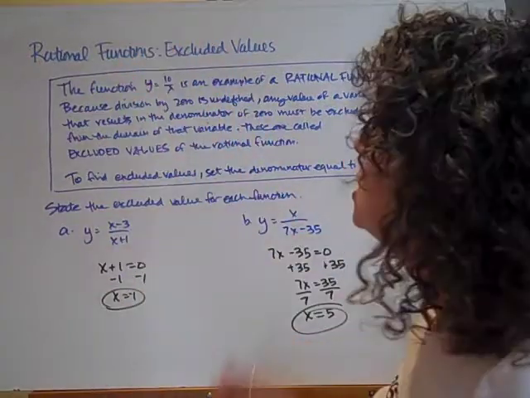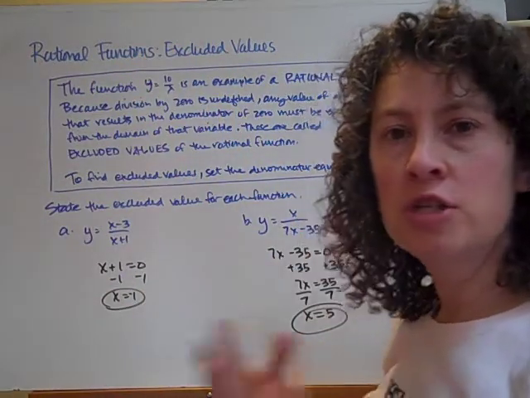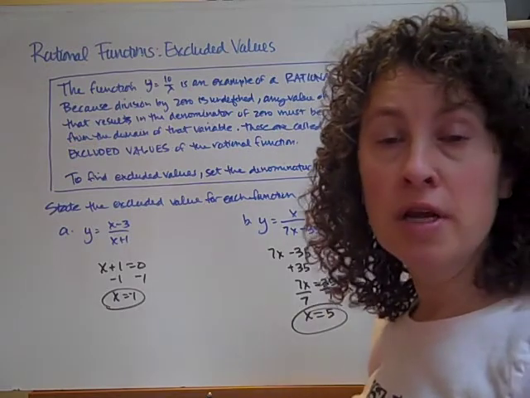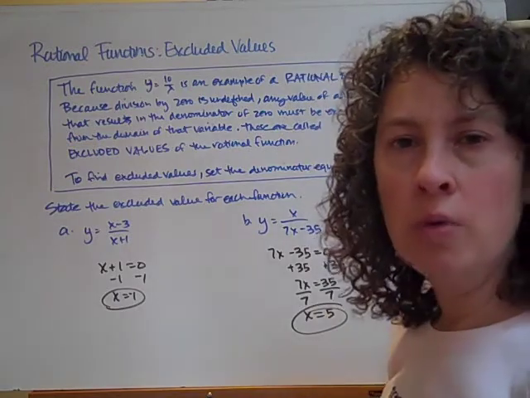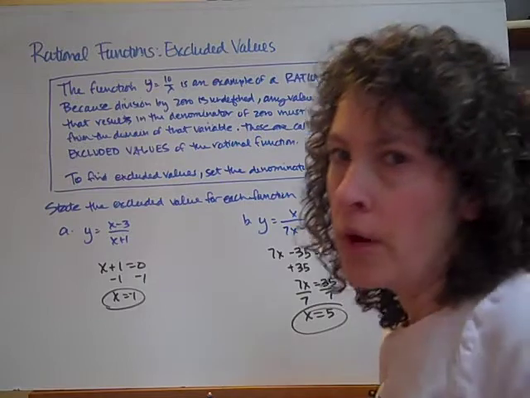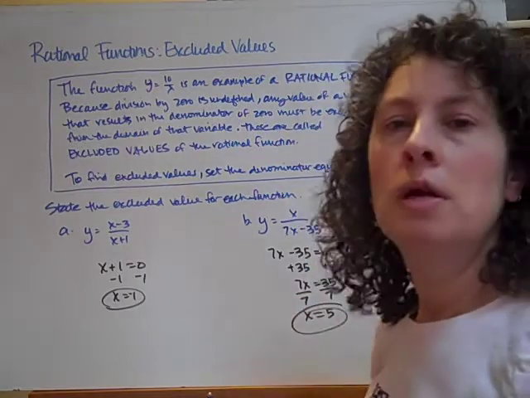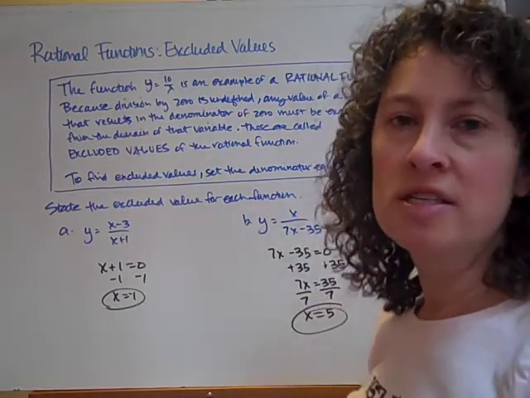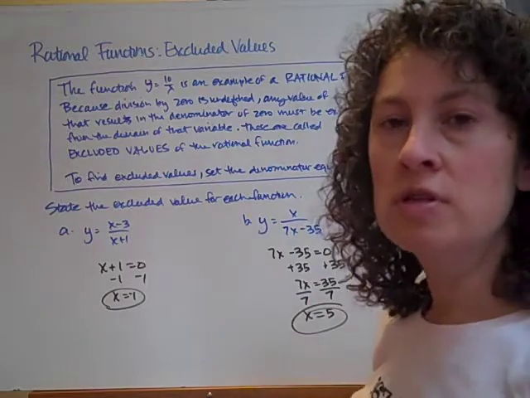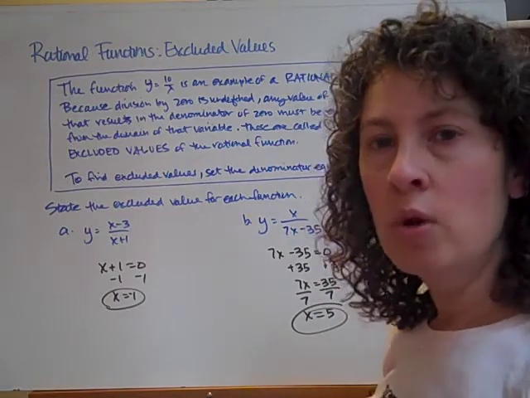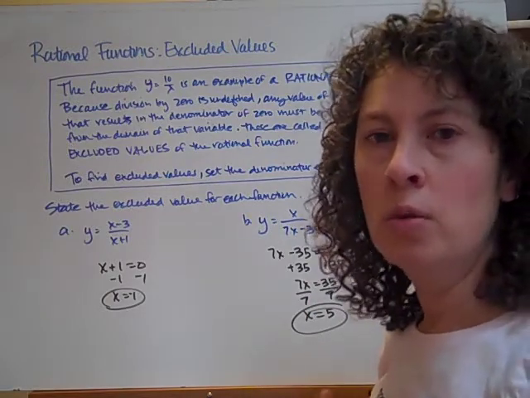Rational functions. So when we start looking at rational functions, where we're looking at variables in our denominators, we're going to start getting back into our quadratics and our binomials again. There are certain values that we'll need to exclude, and if we think back to our inverse variations that we were working with, we noticed that there were certain values we really couldn't work with.